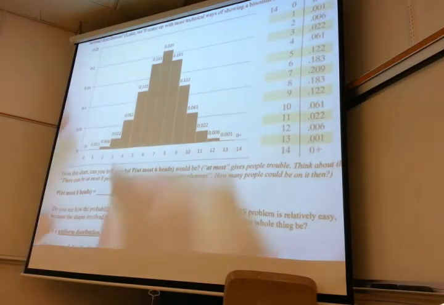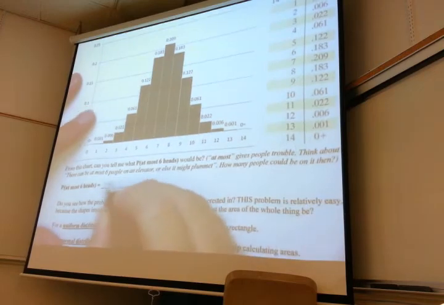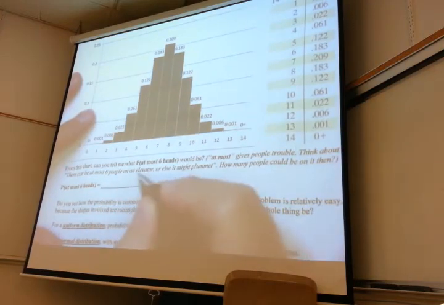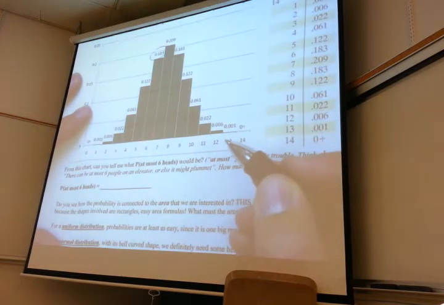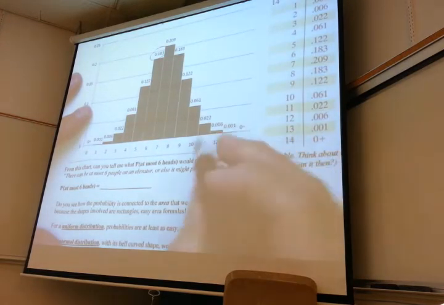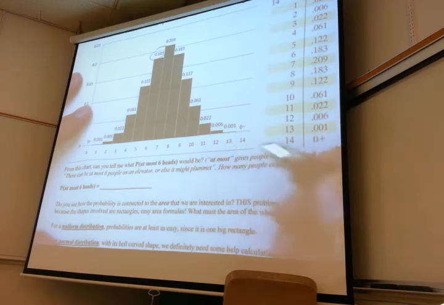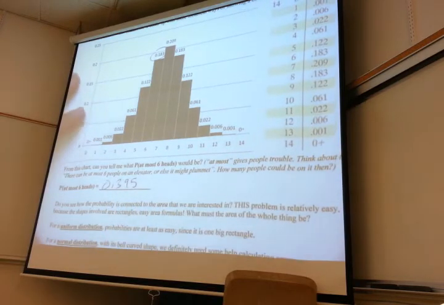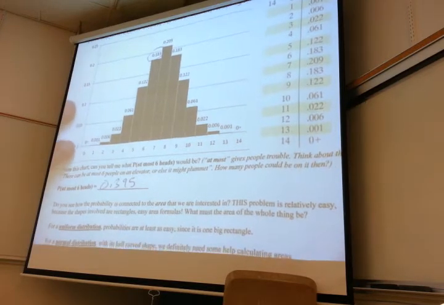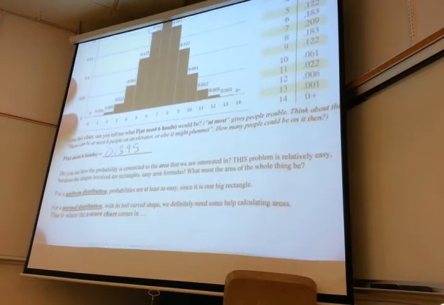So 6 is 0.183, 305, 366, 388, 394, 395? Is that right? Yeah. All right. Good job, Matt boy. Okay.